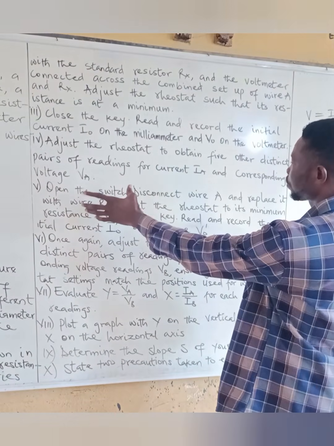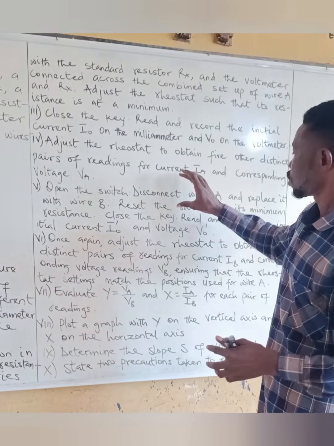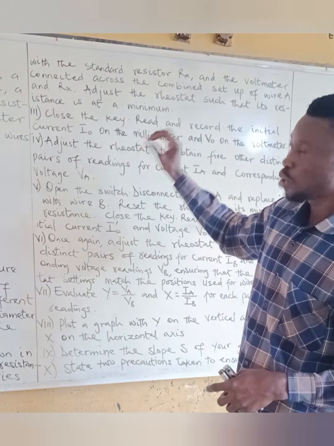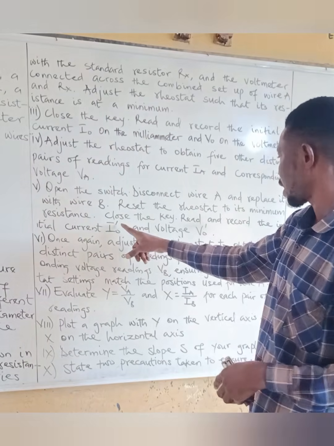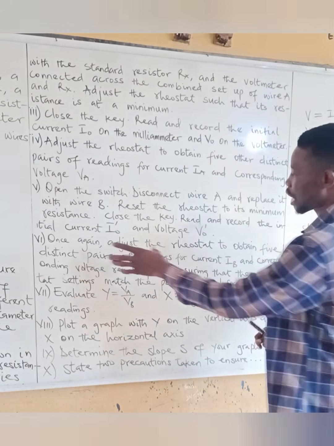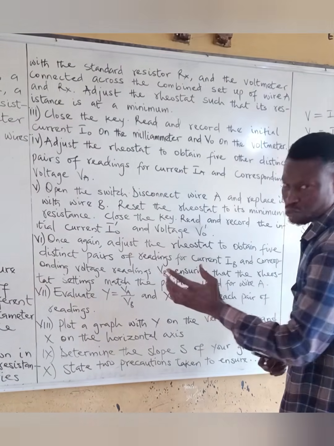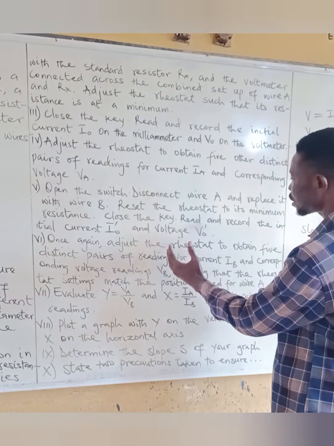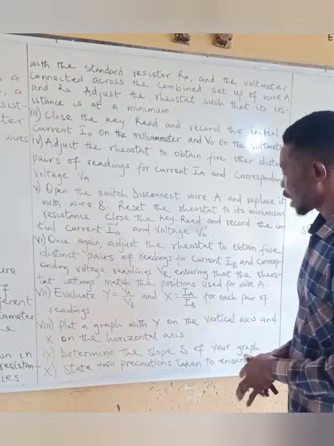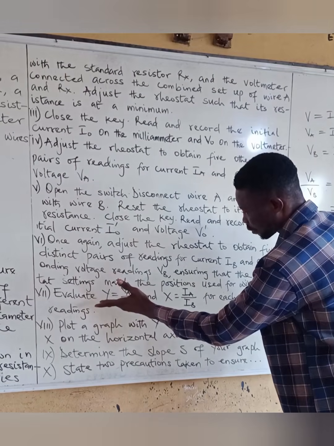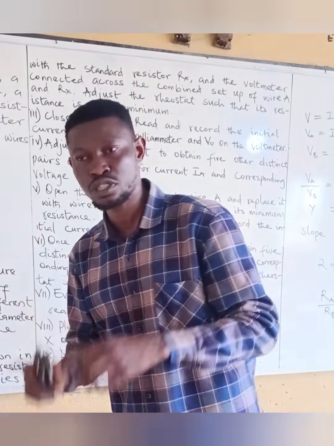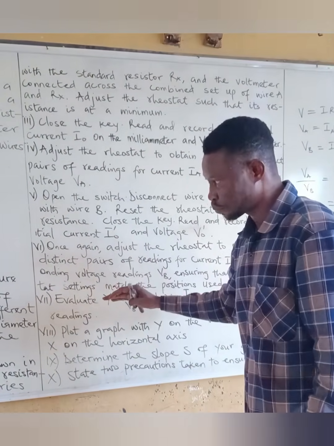You will then adjust the rheostat to obtain 5 other readings of both current and voltage. Then you open the switch, disconnect wire A and connect the next wire B. Do the same thing. Obtain the initial readings I0 prime and V0 prime. Afterwards, you adjust the rheostat. Make sure that as you adjust the rheostat, you are maintaining exactly the same positions with which you took the readings for wire A. And afterwards, you evaluate Y to be equal to this and X to be equal to this. So I'm going to show you how a composite table will look like for this experiment.